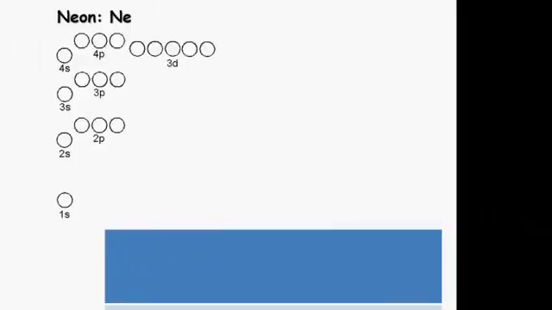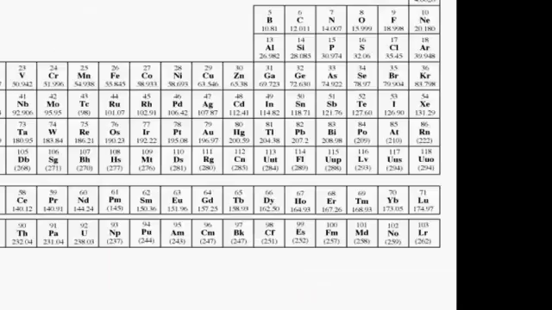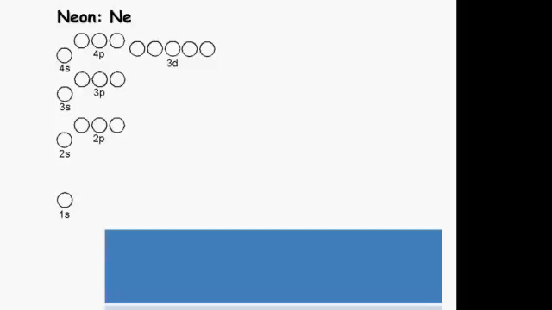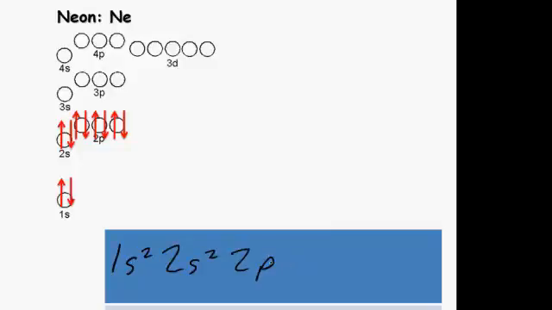Next one I look up is neon. Neon has 10 electrons: 1, 2, 3, 4, 5, 6, 7, 8, 9, 10. So I write it like this: 1s2, 2s2, 2p6.